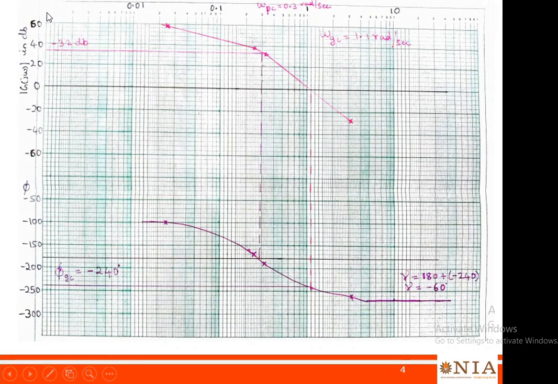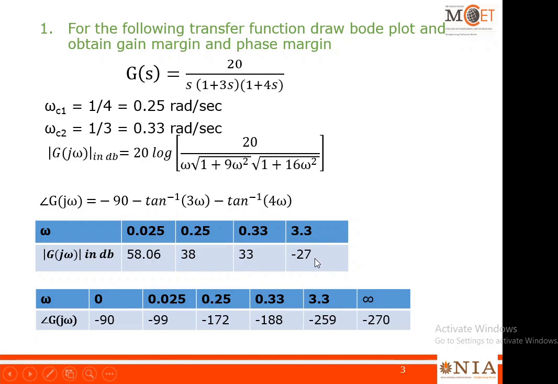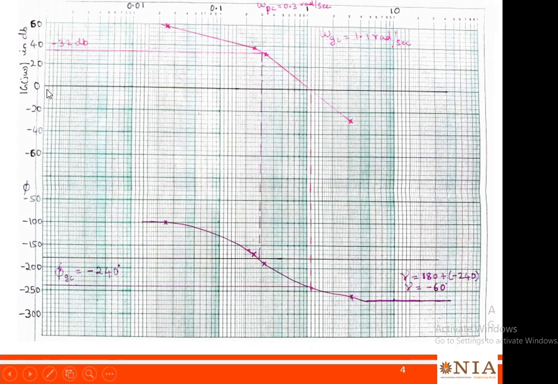So this point will be 0.01, this is 0.1, 1 and 10 radians per second. So four points I have plotted here. Now I have allocated the upper portion for the magnitude graph and the lower portion for the phase graph, so please divide this graph into two. The upper is for magnitude. The magnitudes are in the range of even minus 27 and even plus 58. So this is the 0 dB line, this is 20, 40, 60, minus 20, minus 40, minus 60. One unit in this graph is 20 decibels.